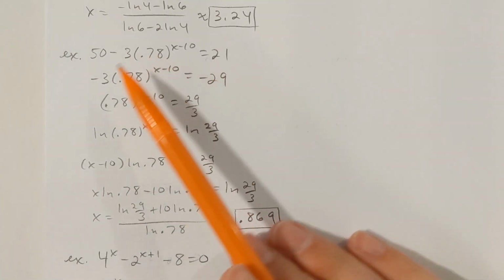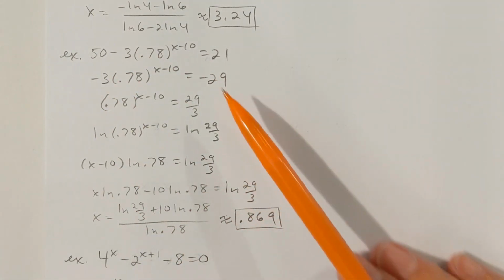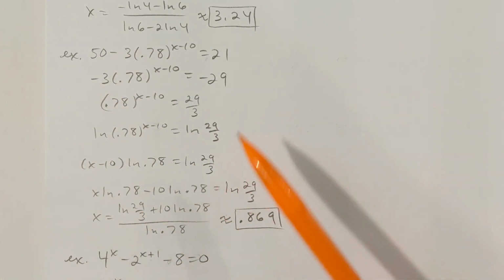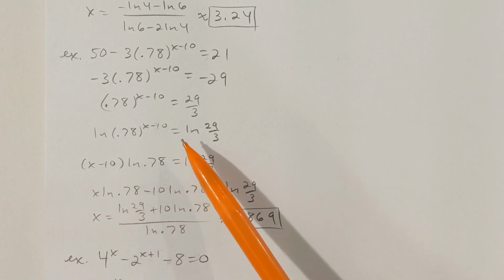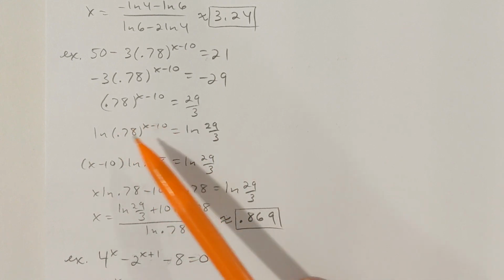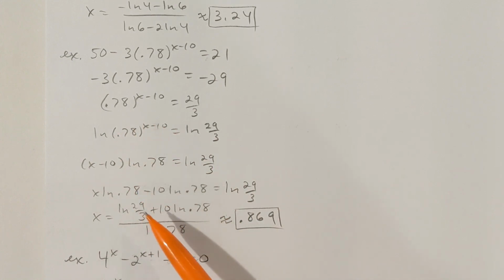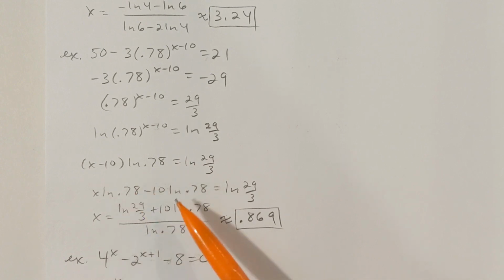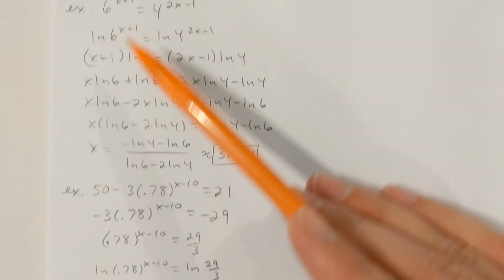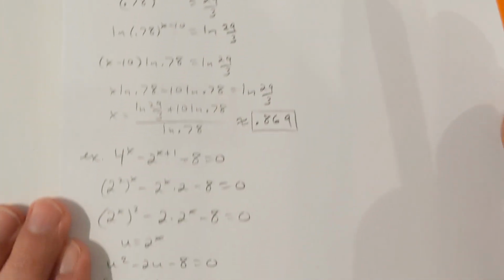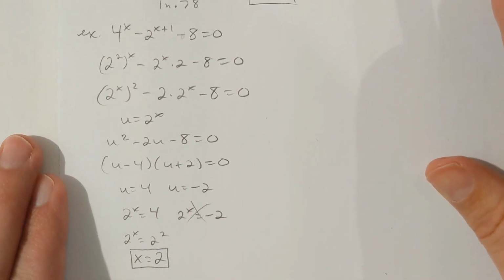Here's another kind of similar example. You can look at that on your own. So again, the bases are not going to match up. You're going to take the ln of both sides. The power comes out in front, and you're going to distribute and continue solving for x there. This problem to me is very similar to the last one. I've got one more here.